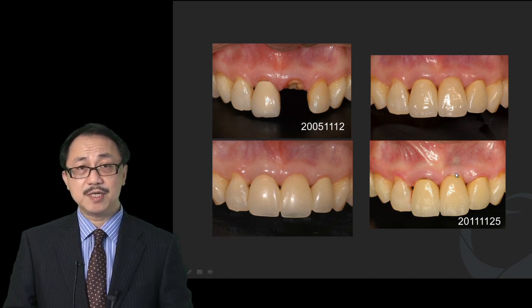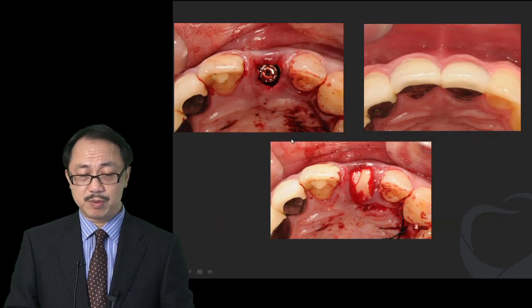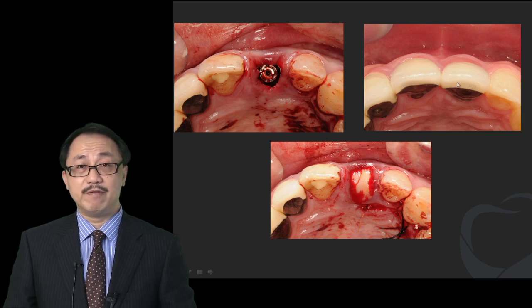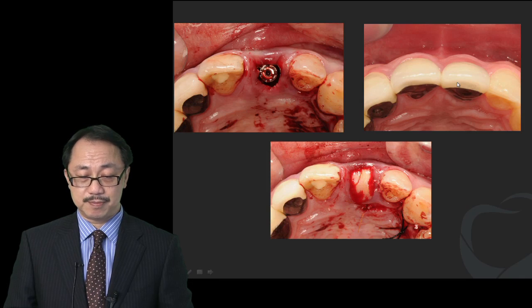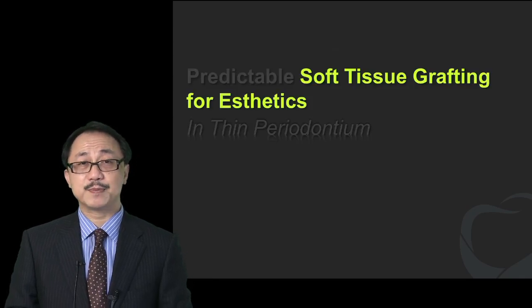Now, in this instance of thin periodontium, during implant placement, we always want to have a soft tissue augmentation at the same time in order to achieve long-term stability of the implant and the tissue. What about soft tissue grafting for aesthetics?